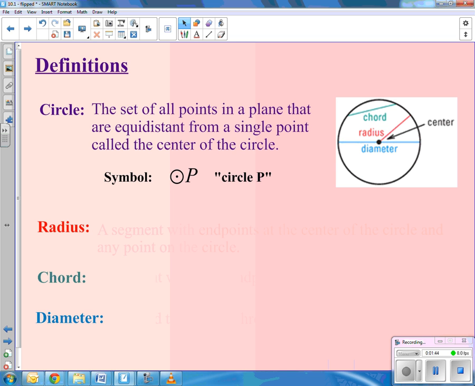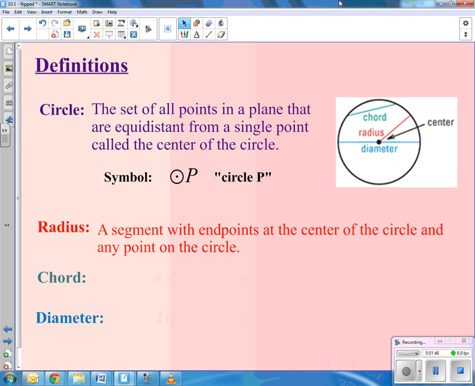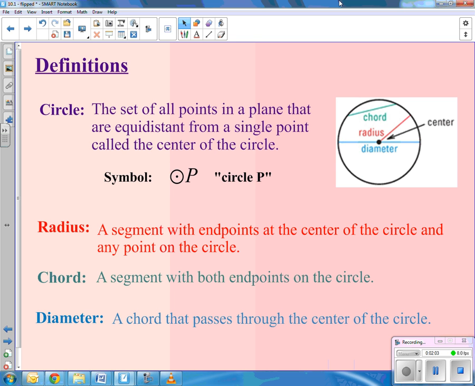A radius is a segment with endpoints at the center of the circle and any point on the circle. So it must start at the center, but it can hit any point on the circle. A chord is a segment with both endpoints on the circle, as shown in green in the diagram. And finally, a diameter is a chord that passes through the center of the circle. So it has to connect on its endpoints both sides of the circle, but a diameter also has that one extra piece: it must go through the center.